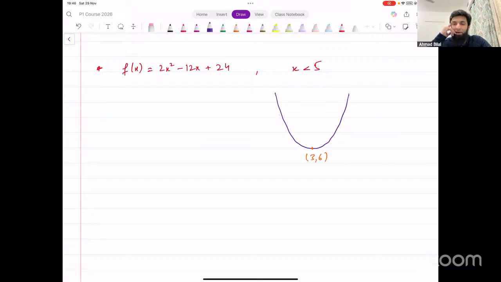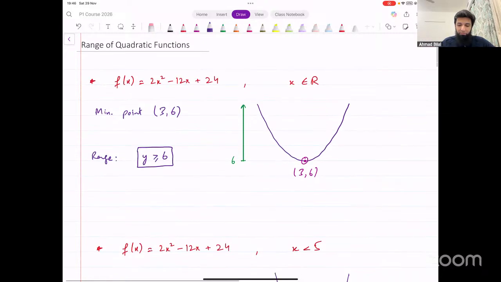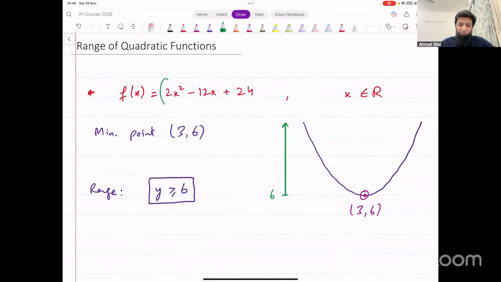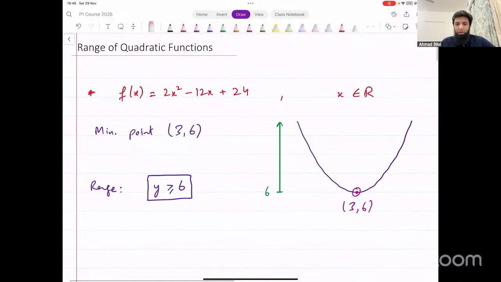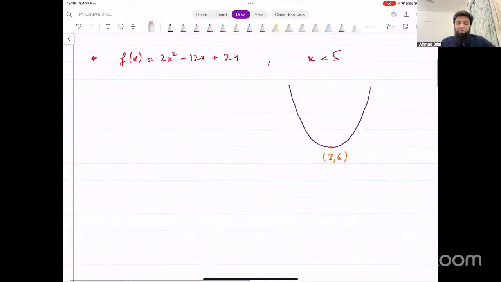How did we know it was a minimum? Because it was a U-shaped graph. The coefficient of x squared was positive. It was a U-shaped graph, so it was a minimum point, right? Okay. Now, what if the domain was not all real numbers? It was x less than 5. Think about this now. What will be the range of this function?